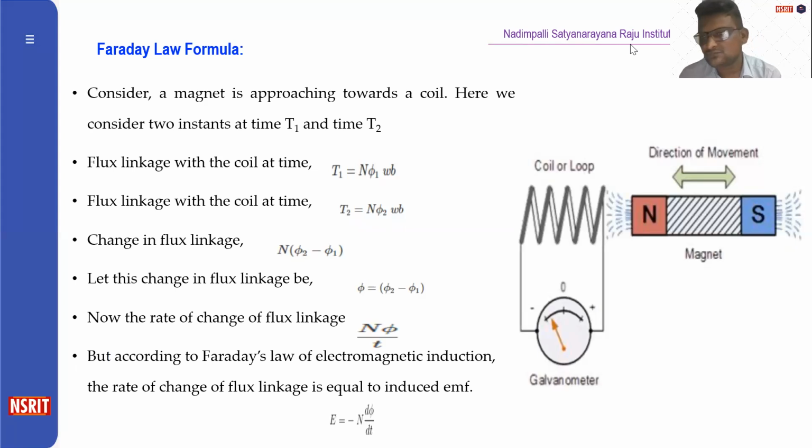And what is the change in flux linkages? The change in flux linkages is N into phi2 minus phi1, and the change in flux is d phi equals phi2 minus phi1. Similarly, we can note down N d phi by dt. According to the formula of electromagnetic induction, the rate of change of flux linkage with respect to time is equal to EMF.